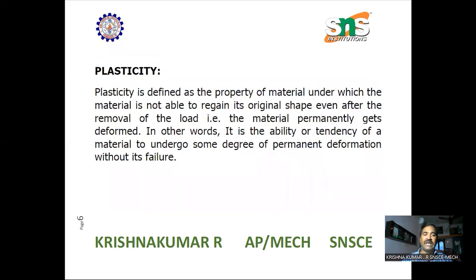Plasticity. Plasticity is defined as the property of material under which the material is not able to regain its original shape even after the removal of the load. That is, the material permanently gets deformed. In other words, it is the ability or tendency of a material to undergo some degree of permanent deformation without its failure.